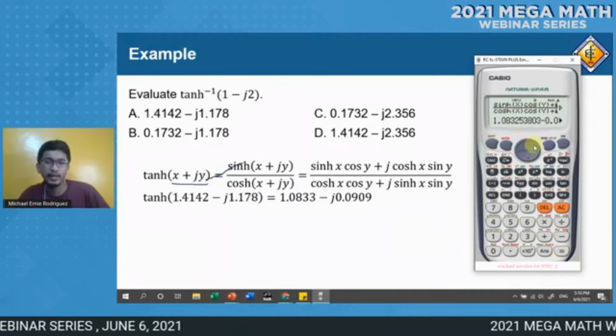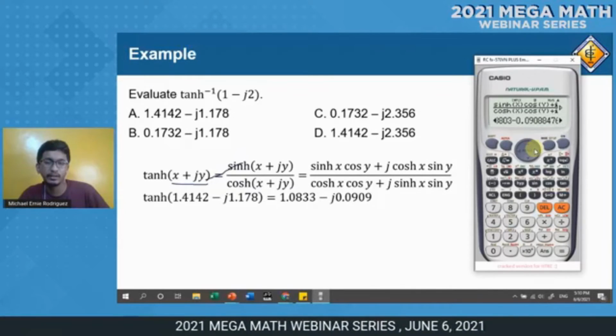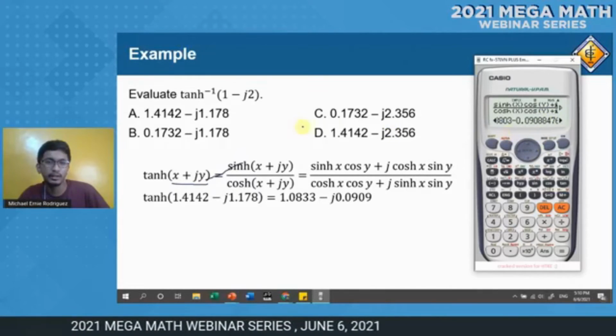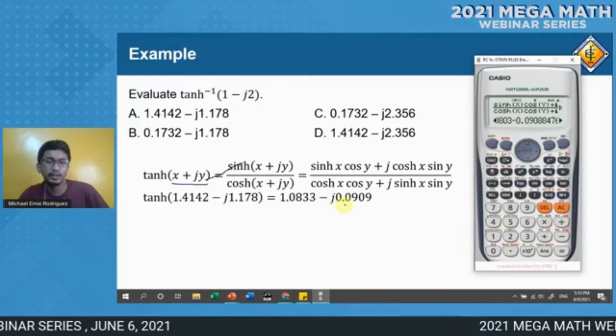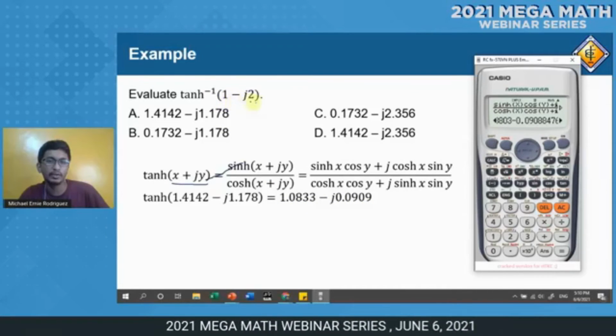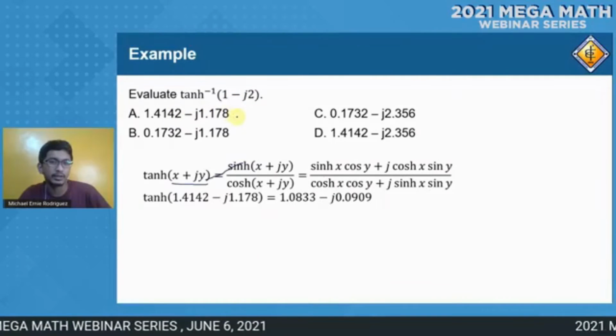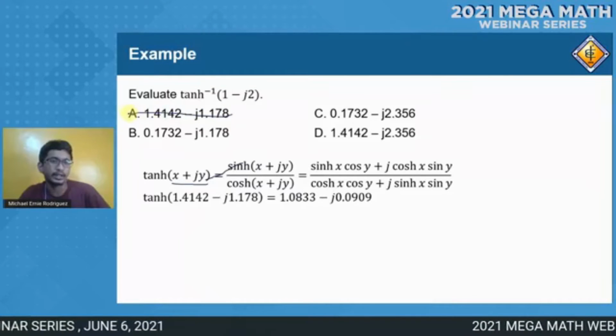Lumabas. So, we have 1.0833 minus j 0.0909. Kung mapansin ninyo, itong 1.0833 minus j 0.0909, ito dapat yung tanong. Kaya lang yung sa tanong is 1 minus j2. So, this is not our answer. Letter A, hindi ito ang sagot natin.